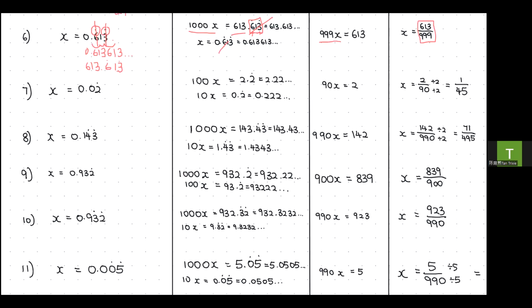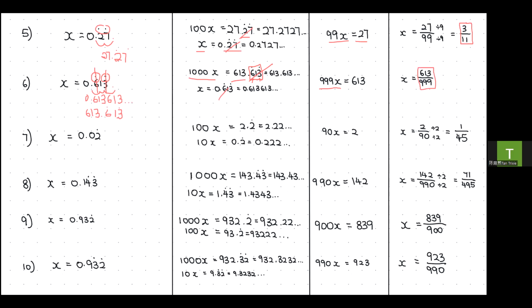Now question 7, x equals 0.02. The dot that represents recurring decimal is only on top of 2, so the recurring decimal would be like this: 0.02222. Continue repeating the 2 only, not repeating the 0. So 2 decimal places, times 100, move 2 steps, equals 2.2 recurring decimal.